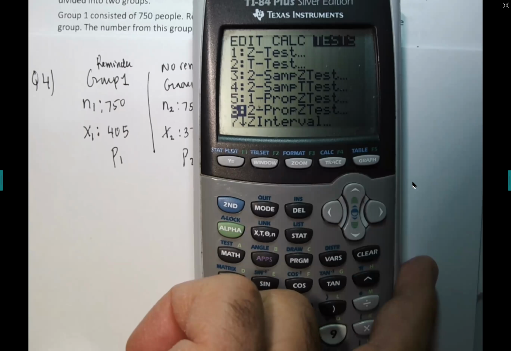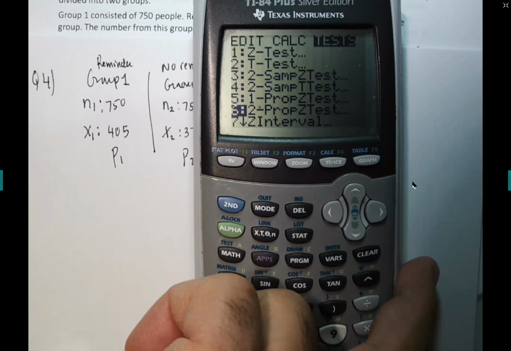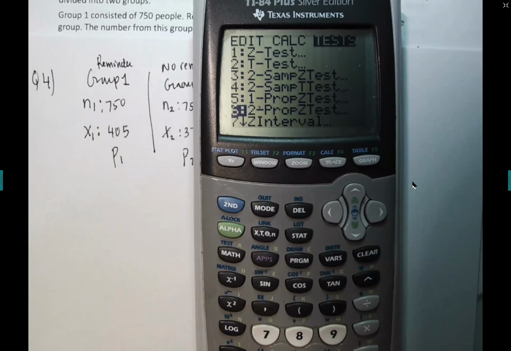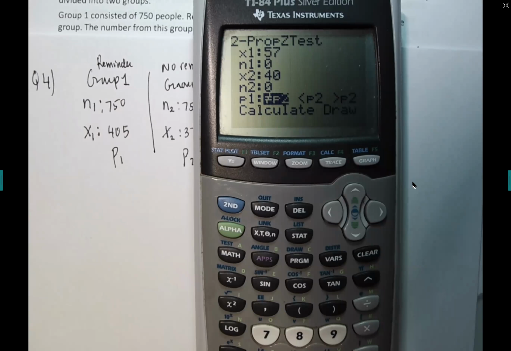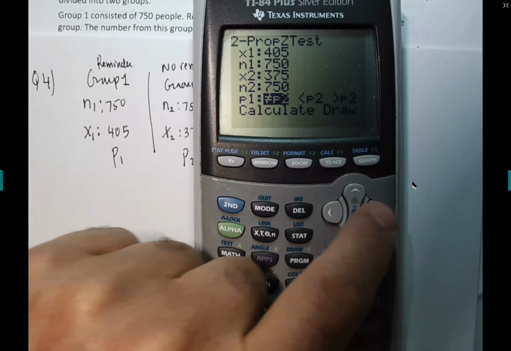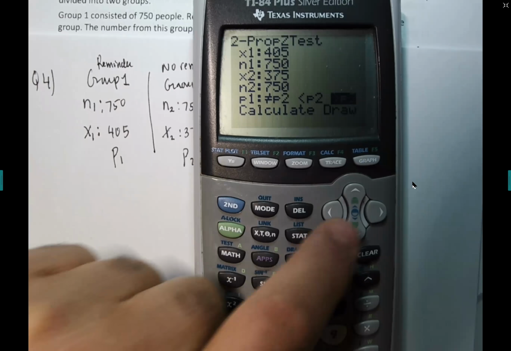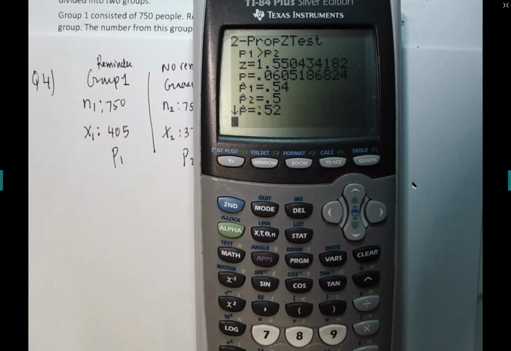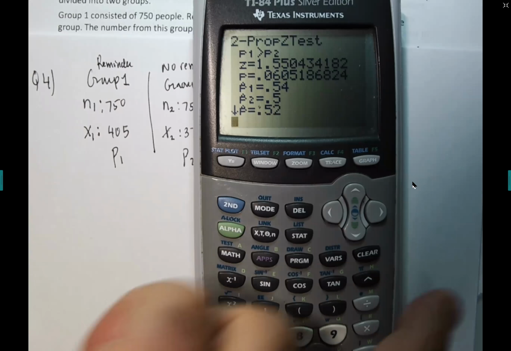The 2 means 2 samples, guys. The 1 means 1 sample. So 2-PropZTest. I'm going to click on it. And x1, 405. n1, 750. x2, 375. n2, 750. And we need to check that p1 is greater than p2. Calculate. As simple as that. I got z to be 1.55 and the p-value to be 0.0605.